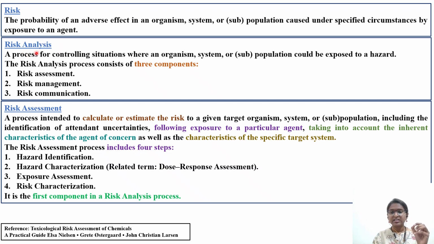The second term is risk analysis. Risk analysis is a process for controlling situations where an organism, system, or subpopulation could be exposed to a hazard. For example, the Seveso disaster, where TCDD was released because of an industrial accident. Another example is the Bhopal gas tragedy, where methyl isocyanate was released into the atmosphere at that time.